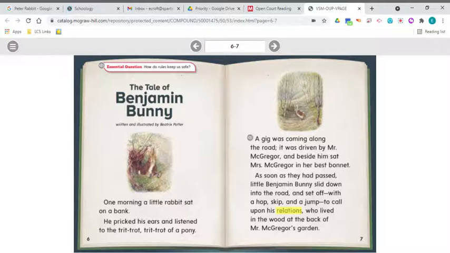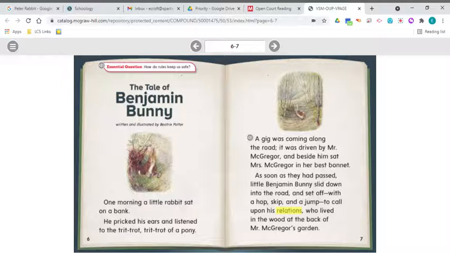One morning, a little rabbit sat on a bank. He pricked his ears and listened to the trit-trot of a pony. A gig was coming along.